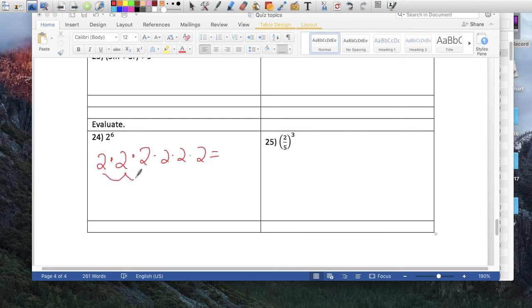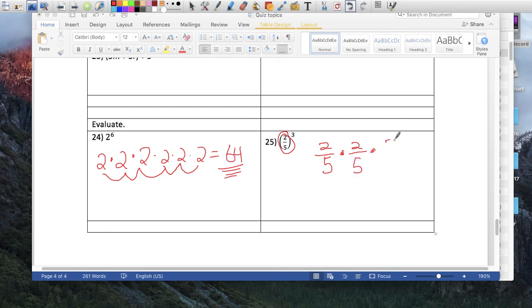2 and 2 is 4. 4 and 2 is 8. 8 and 2 is 16. 16 and 2 is 32. 32 and 2 is 64. And that's our answer. Again, on this one, 2/5 to the 3rd power, the base this time is this whole thing. So you're taking a fraction, 2/5, and multiplying it by itself.